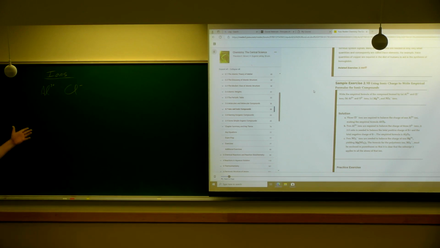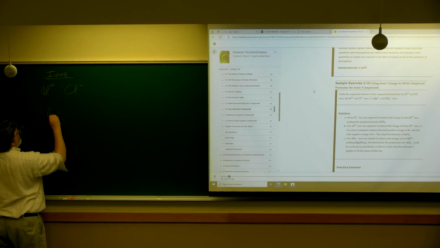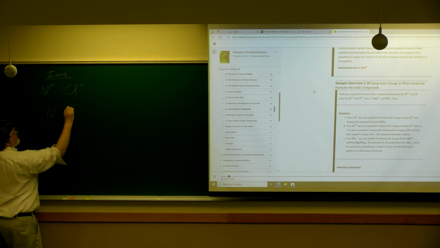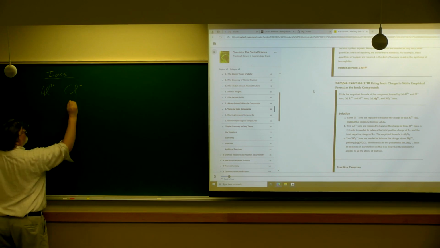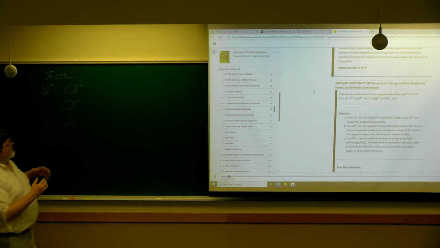So what you have to do when you make the empirical formula is make the charges balance. So if I have Al there, and it's got a +3 charge, let me do this. I'm going to need 3 chlorines that are 1 negative to make it charge balanced.